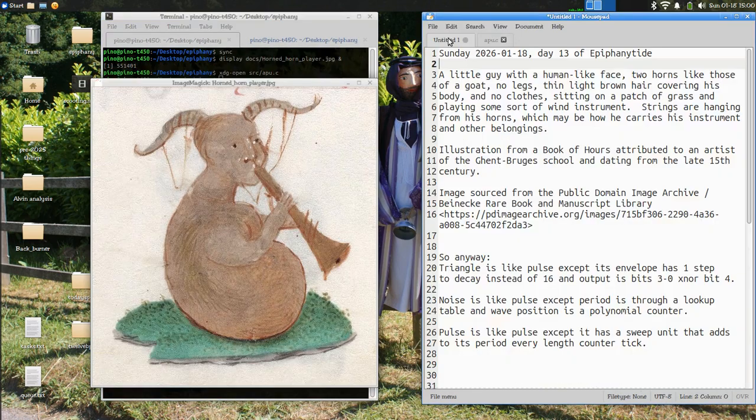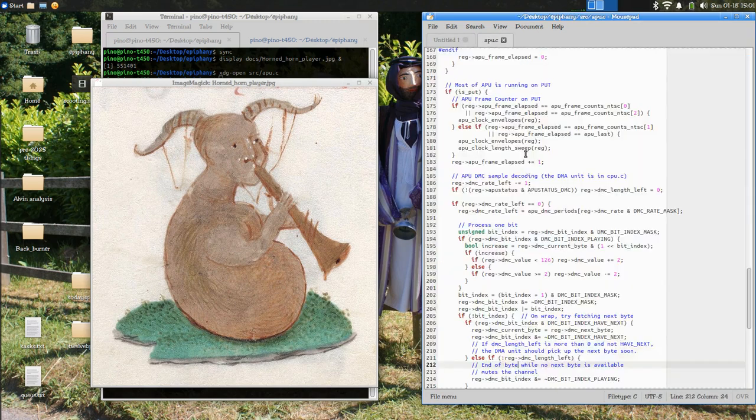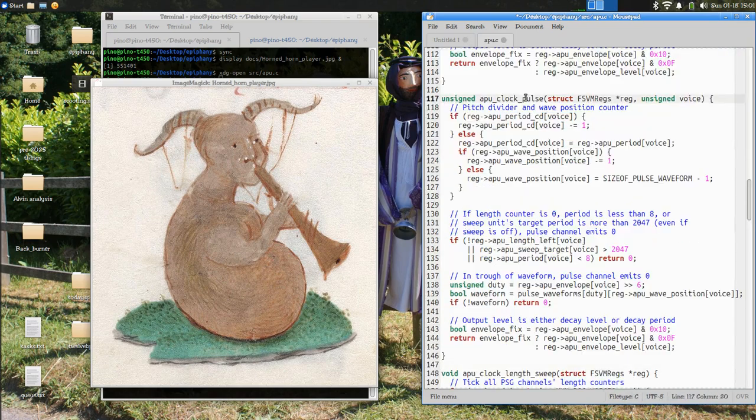The illustration is from a book of hours from the late 15th century. You can see the strings that he uses to hang his horn on his horns, so that he doesn't have to drag it while scooting on his hands and bottom. I think I'm growing fond of the guy. If you can think of a good name for him, let me know in the comments.